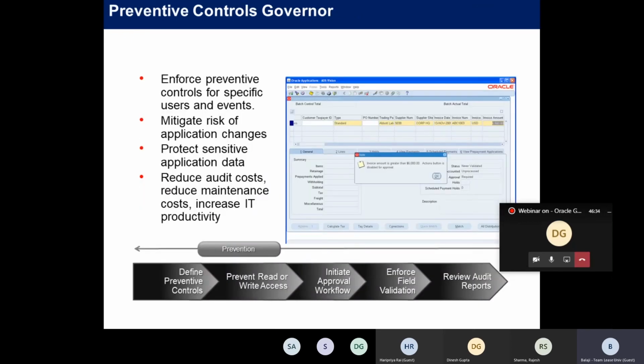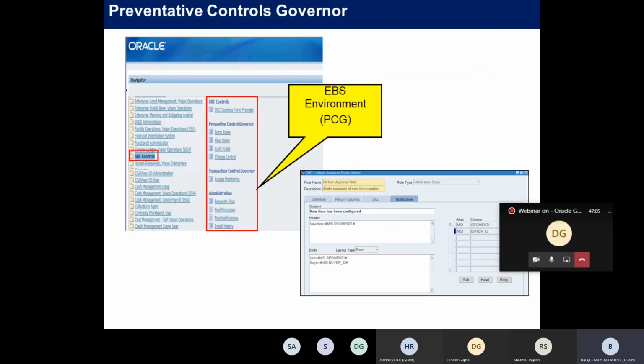Preventive controls: basically we have four preventive controls. One of them is based on the form. Who has logged into the form? Do you want to apply preventive controls for that person on a particular field, block, or canvas, or the entire form, or in the next tab based on the business process? This can be done user specific, group specific, application specific. I'm talking about forms control and flow control. Then we have the third part, called audit control and change control.